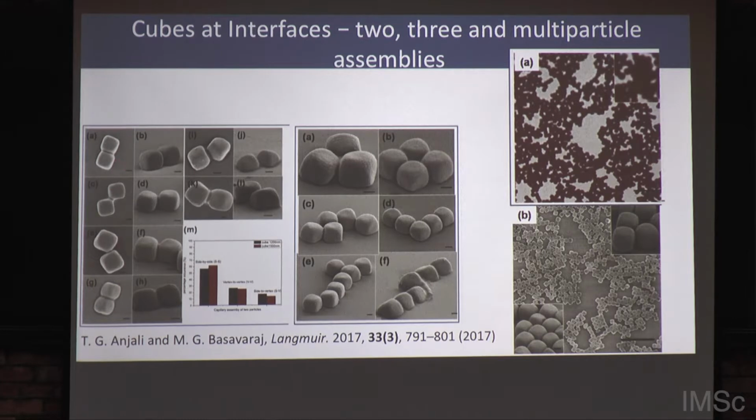For example, in the case of ellipsoids, as I said, it could either be tip or side, but in this case we could also have vertex to the side, or side, tip, all kinds of other assemblies are possible. That is again dictated by the fact that there are interface deformations, and depending upon what kind of orientation the particles are at the interface, you get either these linear structures or these triangular lattices and stuff like that.